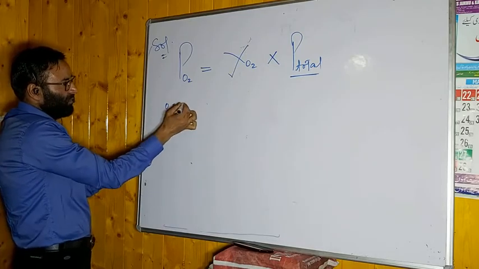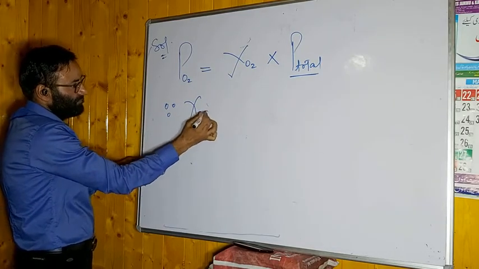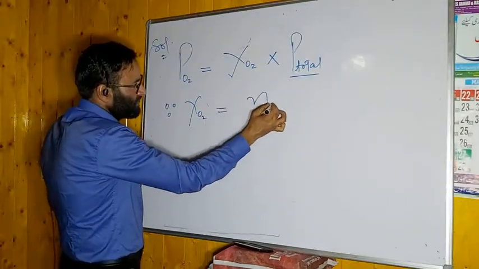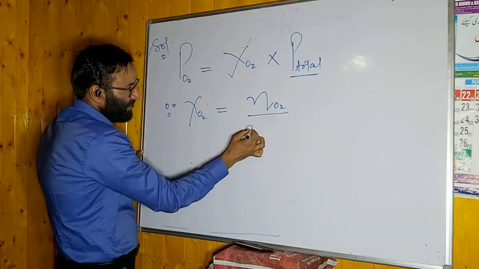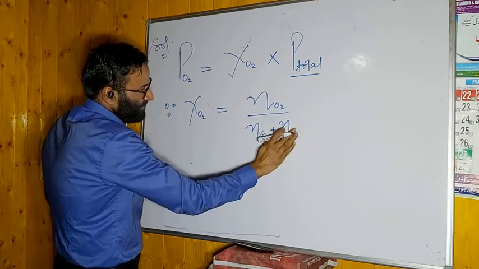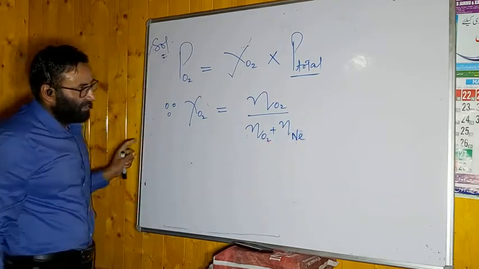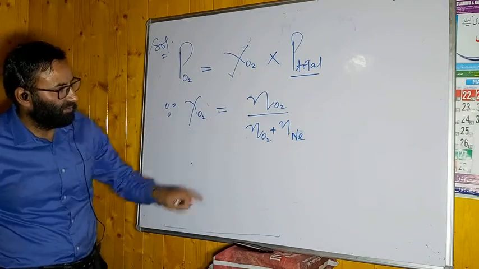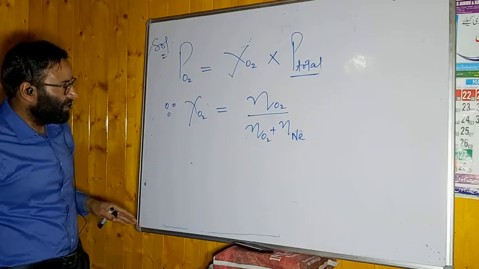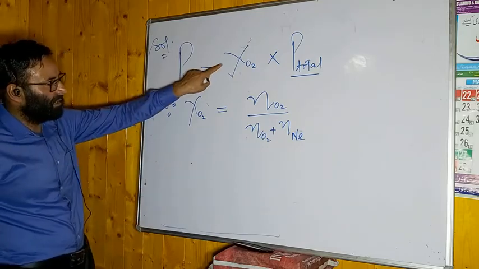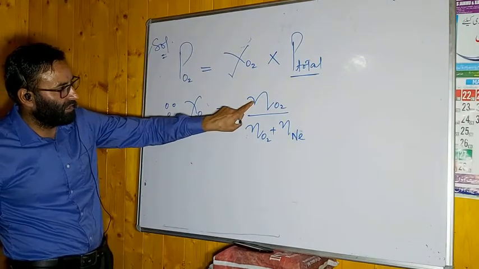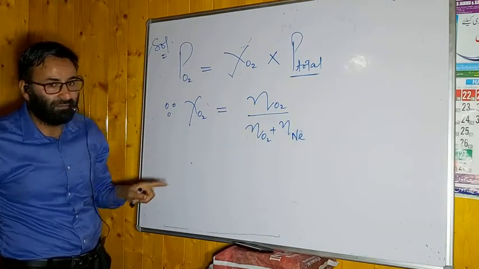यहां पे लिखेंगे मोल फ्रैक्शन ऑफ O2 डाइऑक्सीजन. ये किसके बराबर होगा, नंबर ऑफ मोल्स ऑफ O2 डिवाइडेड बाय नंबर ऑफ मोल्स ऑफ O2 प्लस नंबर ऑफ मोल्स ऑफ neon. Because we have two gases, number of moles of the gas divided by total number of moles of the gases. It means that to solve the second part, you have to determine the number of moles of O2 and number of moles of neon.